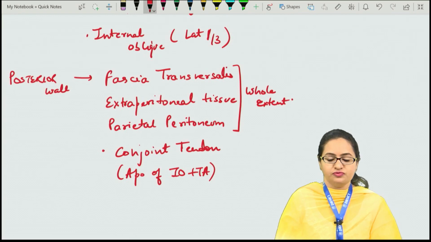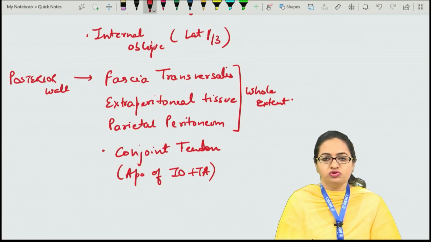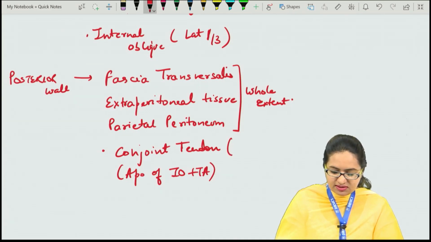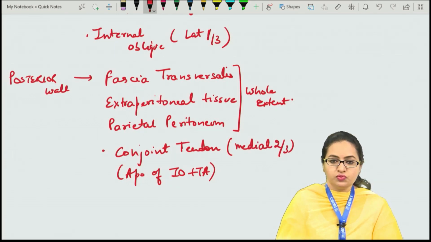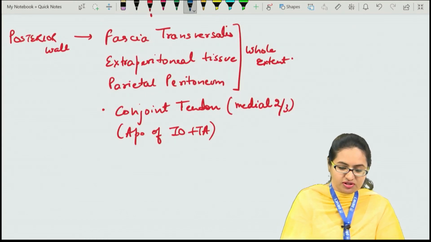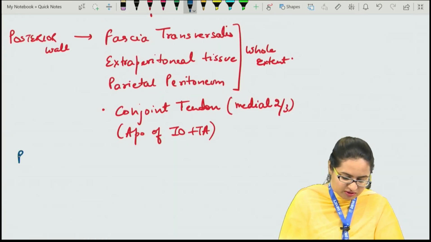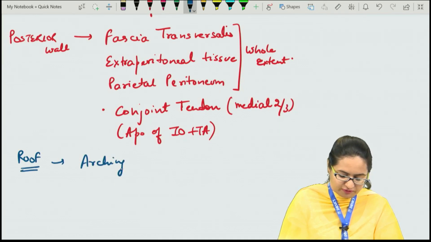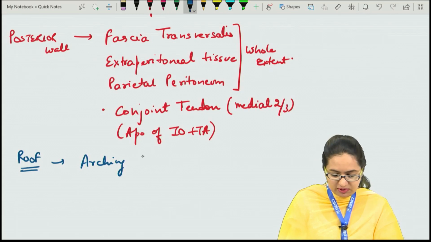The conjoint tendon is formed towards the medial most aspect by the fusion of the aponeurosis of transversus abdominis and the internal oblique muscle, and this is contributing towards the medial 2/3 of the posterior wall. So these are the structures forming the posterior wall. Now when we come towards the roof, it is formed by arching fibers of the internal oblique and transversus abdominis.